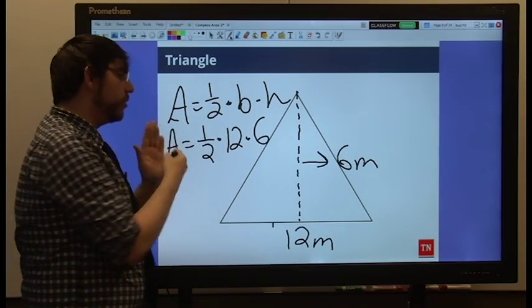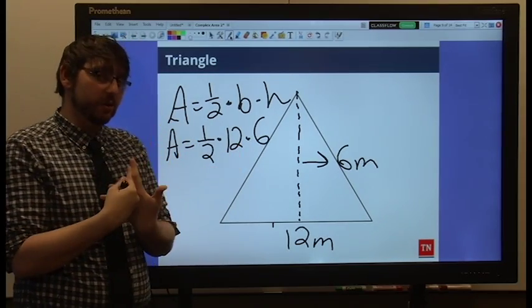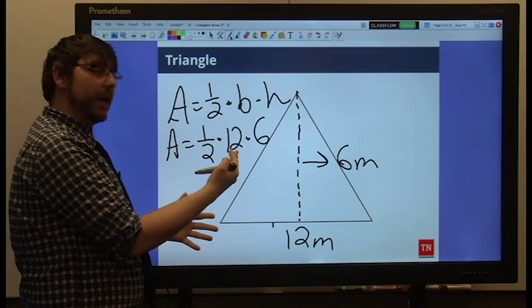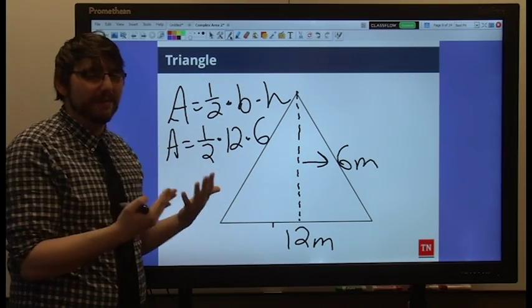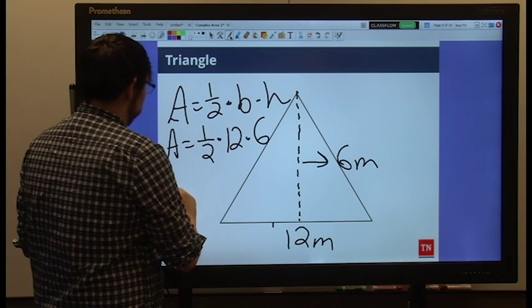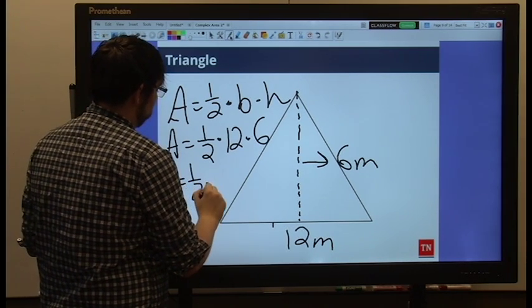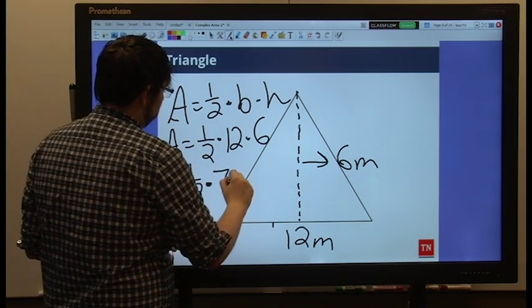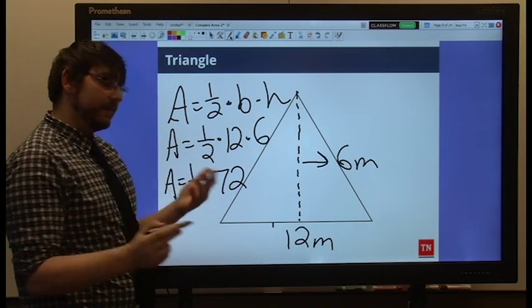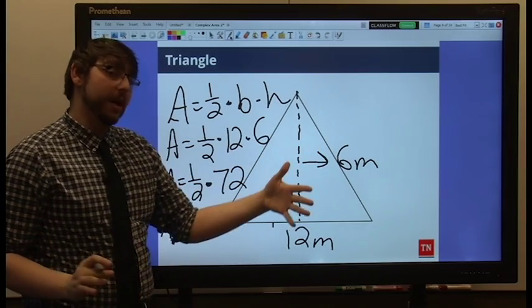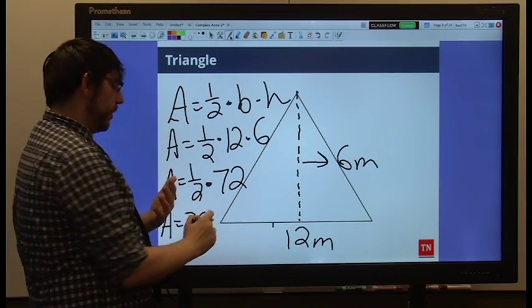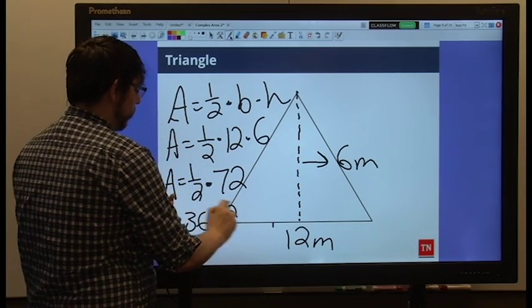Now again, you could multiply these straight across, but I feel like the easier way of doing it is to go on and just multiply your base and height and then cut it in half, which again is what timesing by 1/2 actually does. And what is 1/2 of 72? 36. We're measuring in meters, we're dealing with area, therefore it will be meters squared.